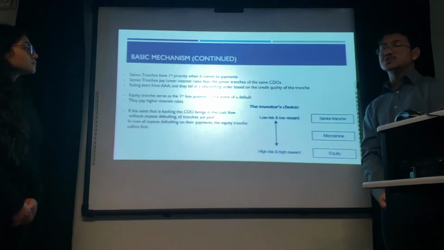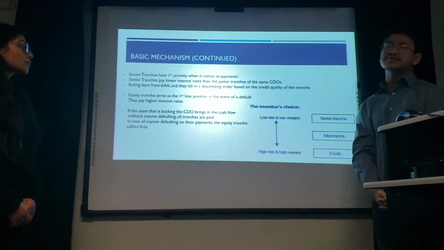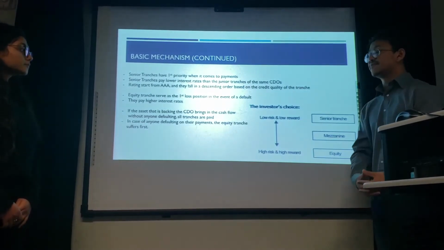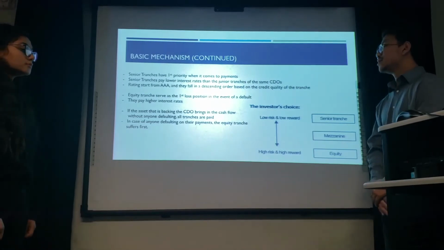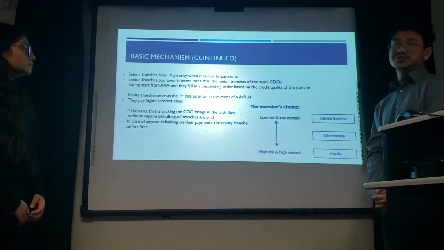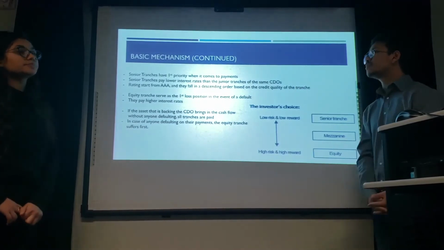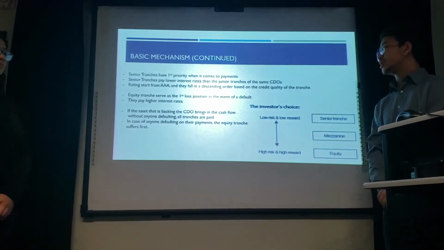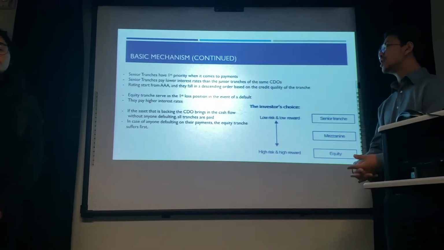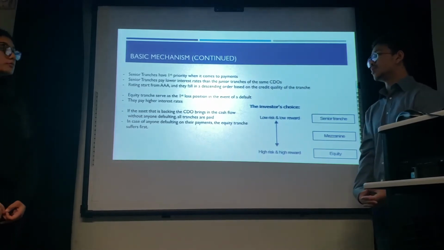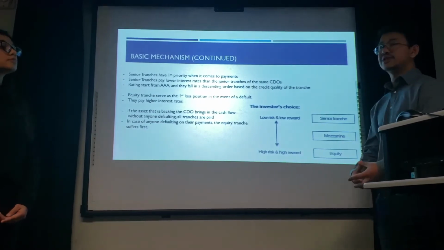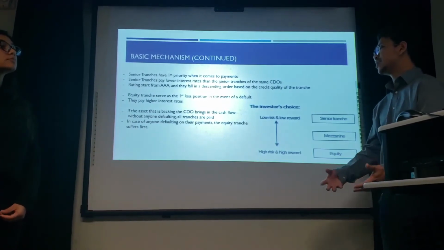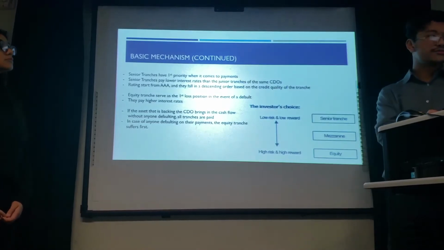The equity tranches, which are the lowest rated and in some cases unrated, serve as the first loss position in the event of any defaults of the underlying collateral. Since they are the riskiest, they pay high interest rates. So to sum it up, if the assets backing the CDO bring in all the cash flow that they should without anyone defaulting, all the tranches are going to be paid. However, in case of anyone defaulting on their payments, the equity tranche is going to be the first one to absorb the loss, and if the loss is big enough, it's going to move up the tranche ladder.